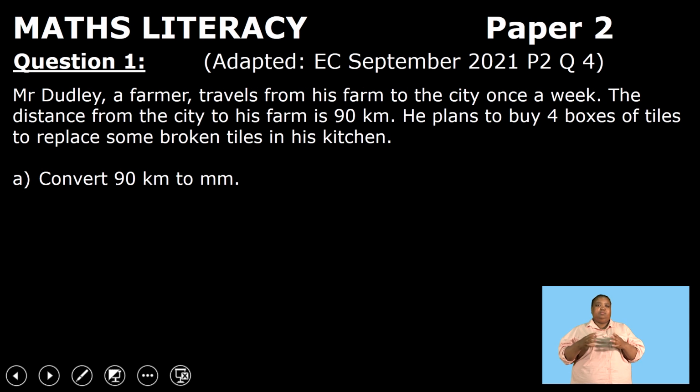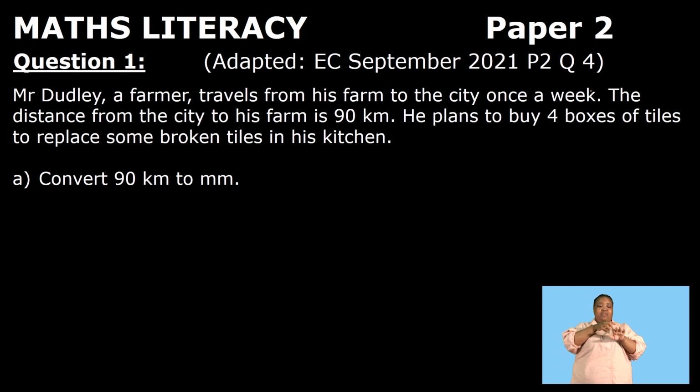The next one. Mr. Dudley, a farmer, travels from his farm to the city once a week. The once a week is important. The distance from the city to his farm is 90 kilometers. And he plans to buy 4 boxes of tiles to replace some broken tiles in his kitchen. Can you see what we did is we highlighted the important information.